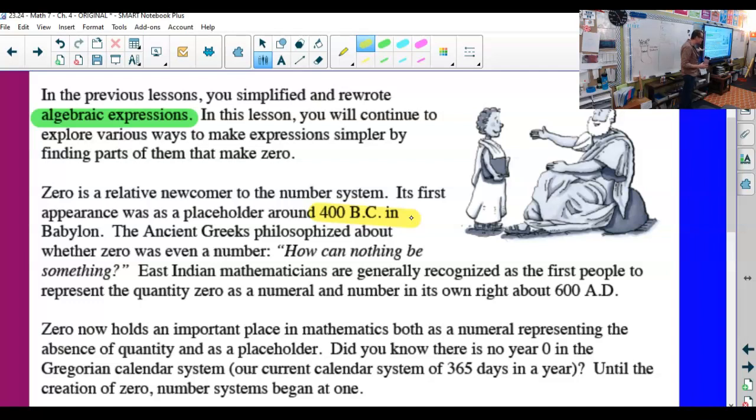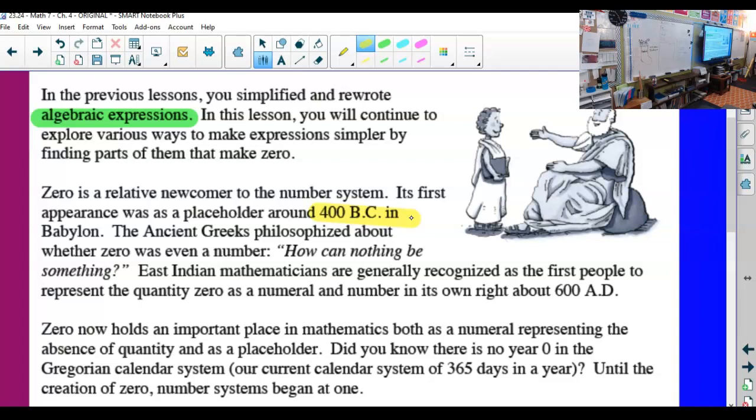They didn't have zero. Well, think about it. If you go to count chickens, you're not going to start counting at 0. You start counting at 1. Right? Like, that's just really interesting to think about. Go ahead and continue, Raiden. The ancient Babylon, the ancient Greeks philosophized about whether zero was even a number. How can nothing be something? These mathematicians are generally recognized as the first people to represent the quantity zero as a numeral and number in its own right about 600 AD. Bro, how can they not have a zero?